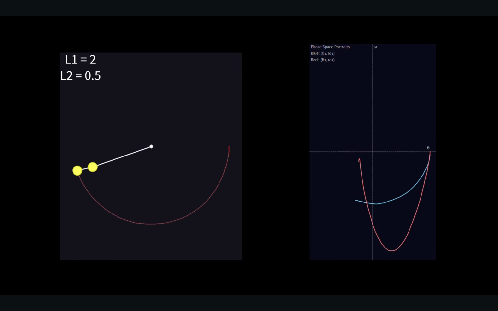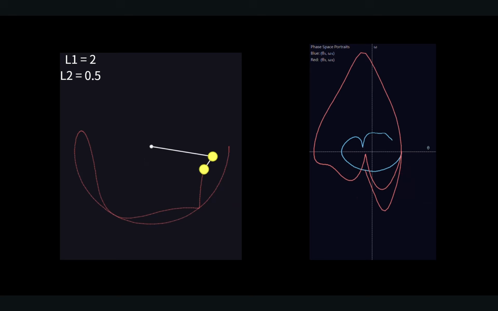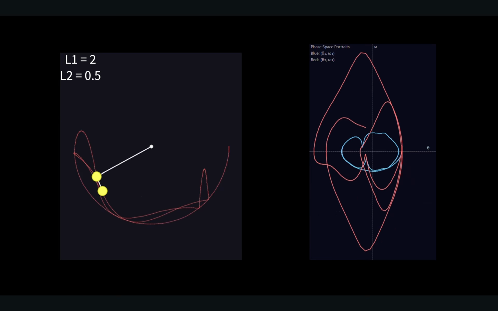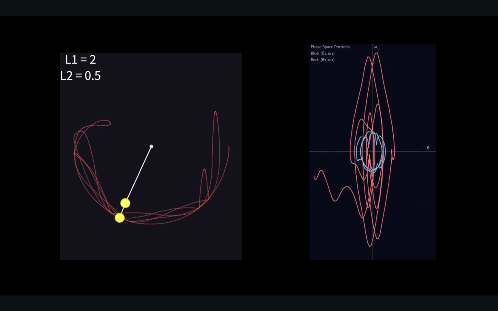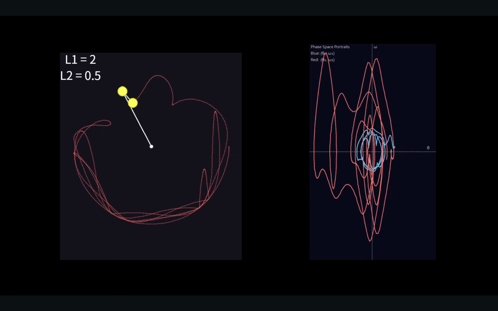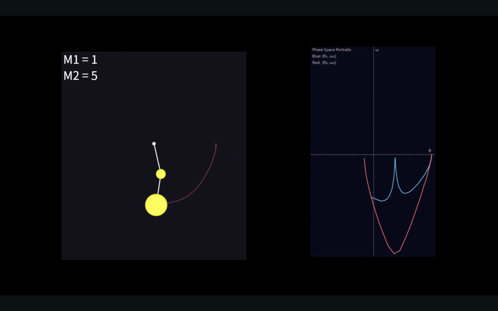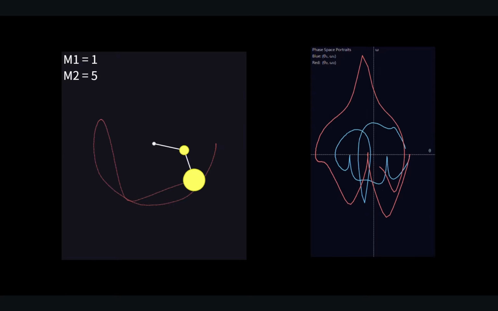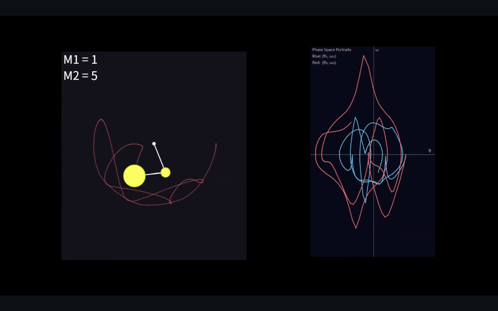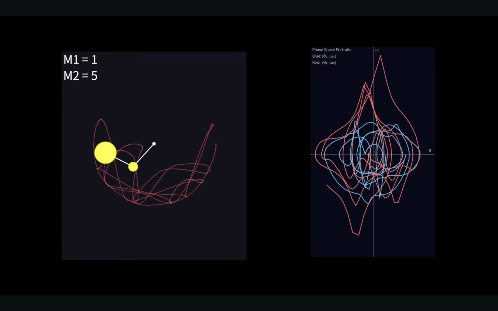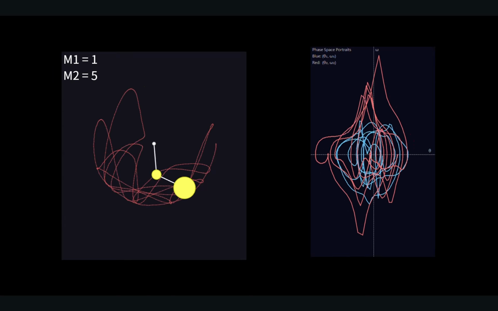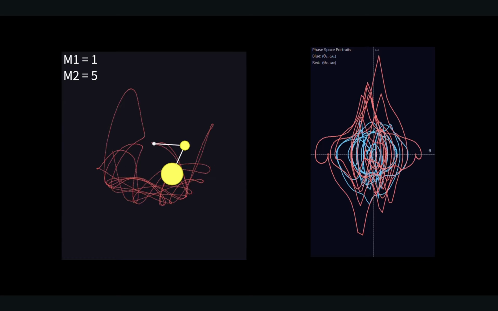We can also modify the physical parameters. If I make the first rod longer and the second rod shorter, the second mass moves much more rapidly and produces large loops in the phase space diagram. If I increase the mass of the second bob, its influence on the first pendulum becomes stronger and the entire system behaves differently. These examples show how strongly the motion depends on the mechanical parameters. The double pendulum is highly nonlinear, so even simple changes can lead to drastically different behaviors.